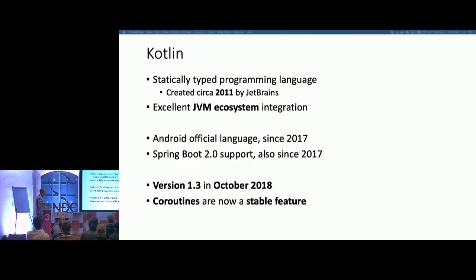The last version is 1.3. It was released in October 2018, and it was the first release where coroutines are a stable feature. They were available previously, but they were called experimental. Now they are stable, they have a stable API, they are fully supported in production.